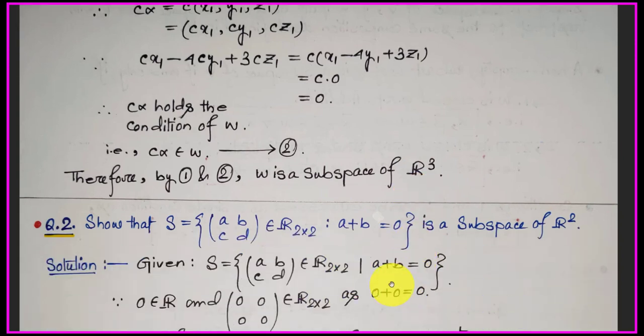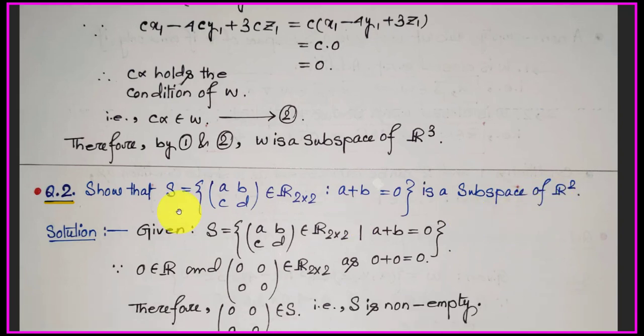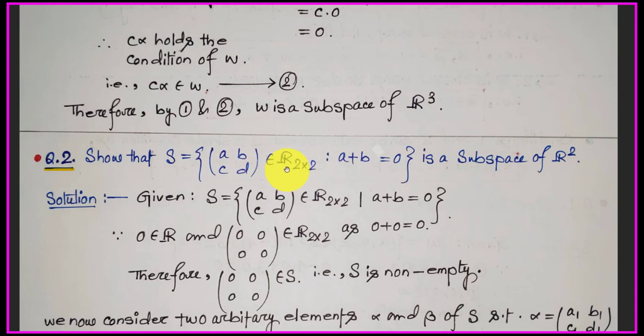Next question is a matrix related problem. Show that S equals {the 2 by 2 matrix [a b; c d] belongs to R 2 by 2 such that a plus b equals 0}, meaning the sum of these two elements equals 0. We have to verify whether this is a subspace or not. So this is given. Now again 0 belongs to R and the zero matrix [0 0; 0 0] belongs to R 2 by 2 because it is a 2 by 2 matrix.